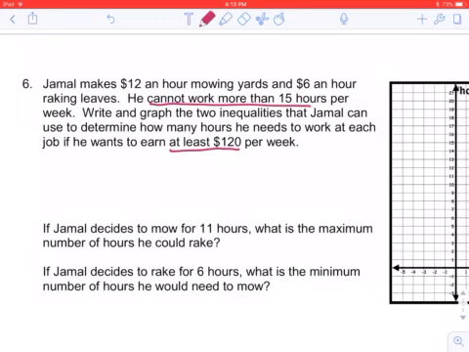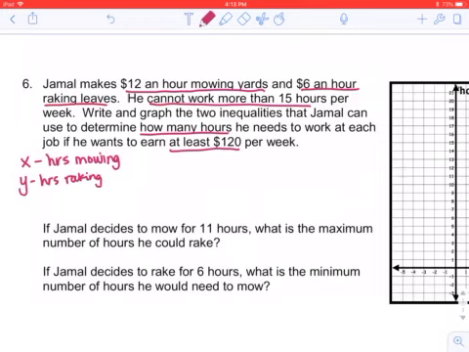Those are both things that make us think of inequality symbols, greater than, less than, etc. So let's start by writing the inequalities. We're going to start by defining our variables. So X, he makes $12 an hour mowing yards. Well, if we're trying to figure out how many hours, that means X needs to be hours, and I'm going to say this is for mowing, hours mowing. Y, $6 an hour raking leaves, can be hours raking.